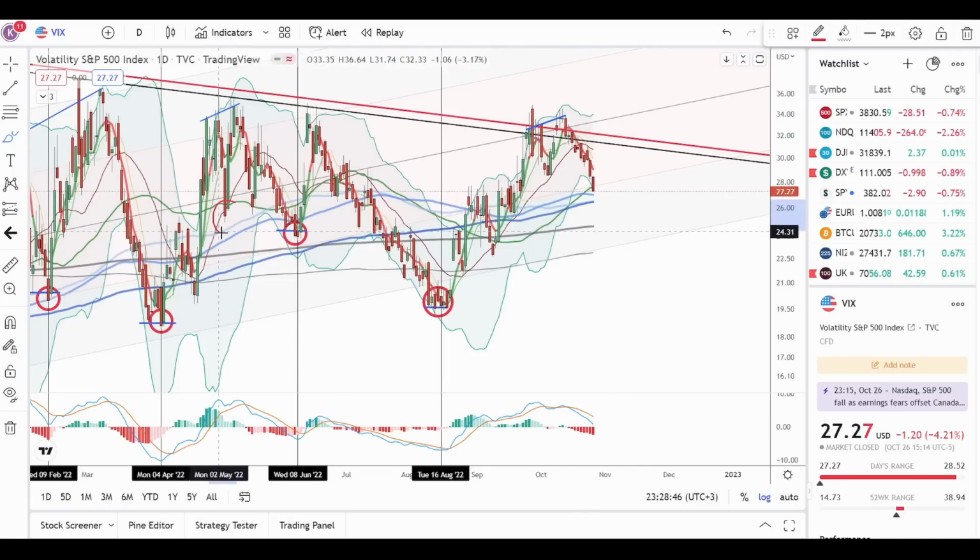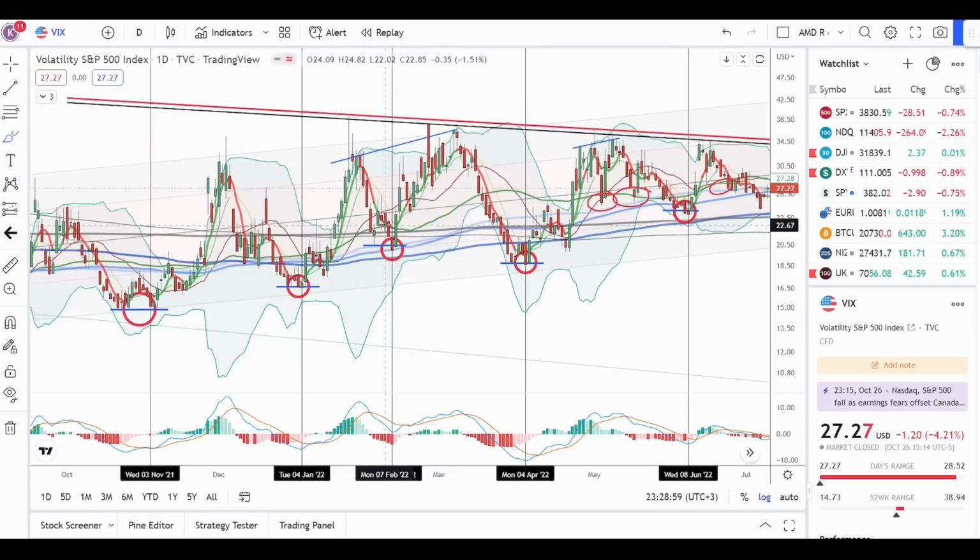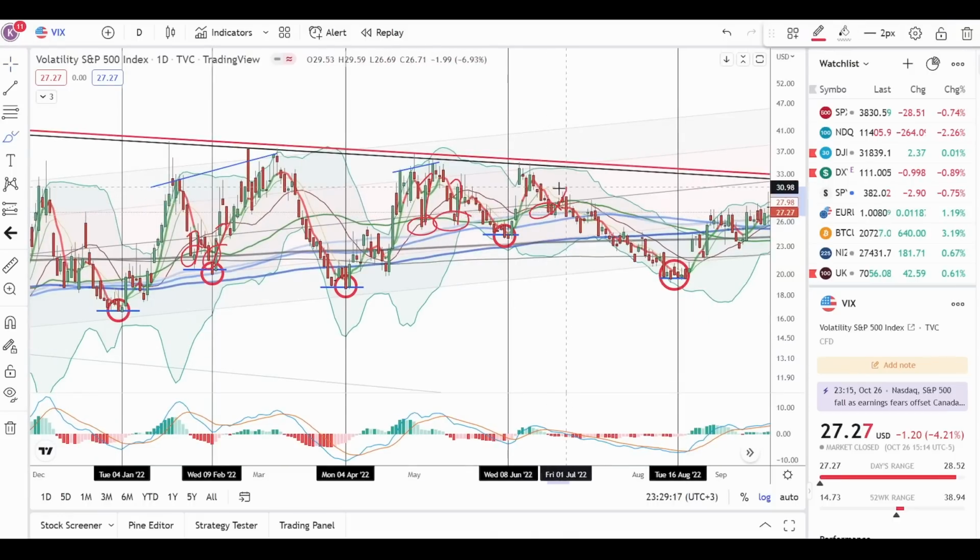We had it happen here. We had it happen right here, as well as here. We also saw it happen back here and here. And what tends to happen, everybody, is that the VIX tends to rebound, at least for a brief moment, where we see weakness in the stock market return and volatility picking back up.